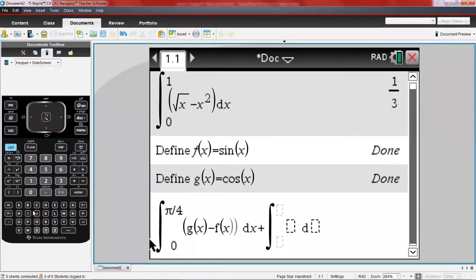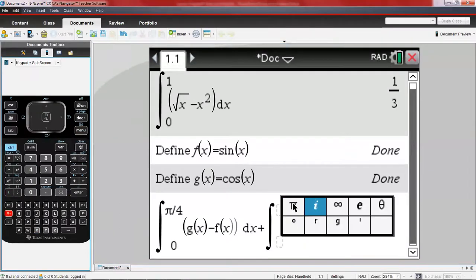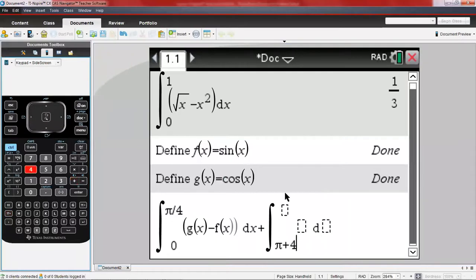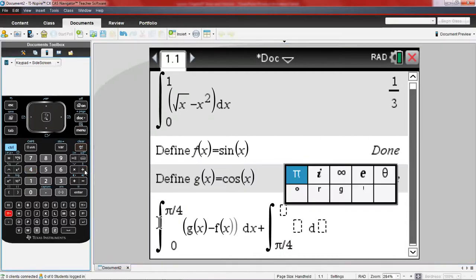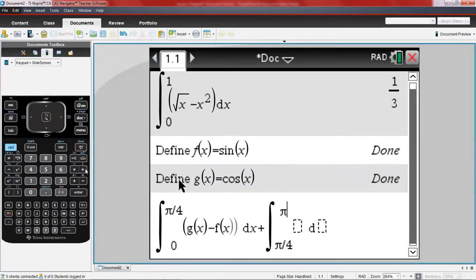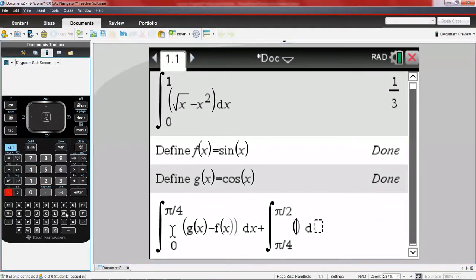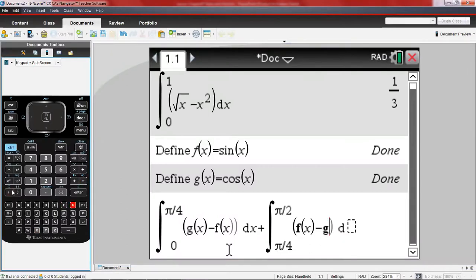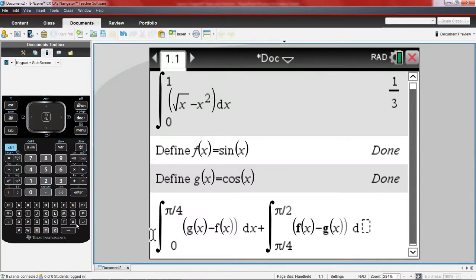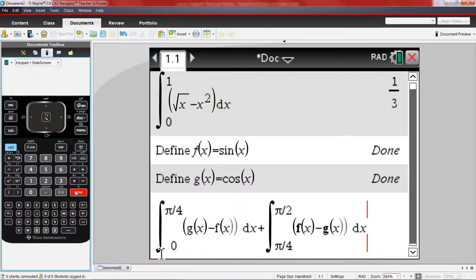Then you are going to put here pi over 4, right? Over 4, divided by 4. Yeah. Here, pi over 2 divided by 2. And then here, parentheses, f minus g. Okay, there it is. Now, you press enter, and you get your answer.